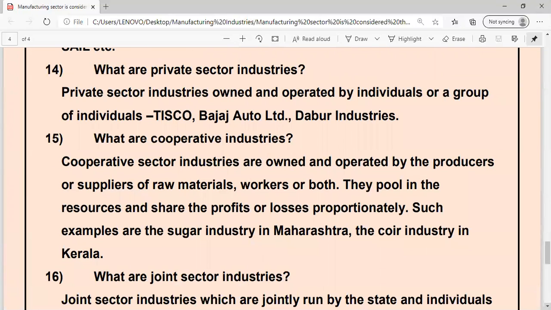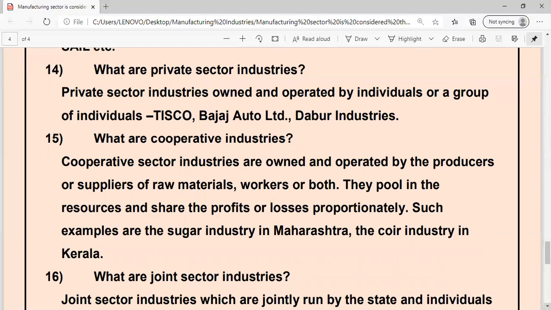Now, what are cooperative industries? Cooperative sector industries are owned and operated by the producers or suppliers of raw materials, workers, or the poor. Like if you are a farmer, you yourself can become a producer. You can convert your raw material into the finished product. You can take it to market. Then afterwards, you will get the profit and you can share the profit. That means as a team, as a group of farmers.